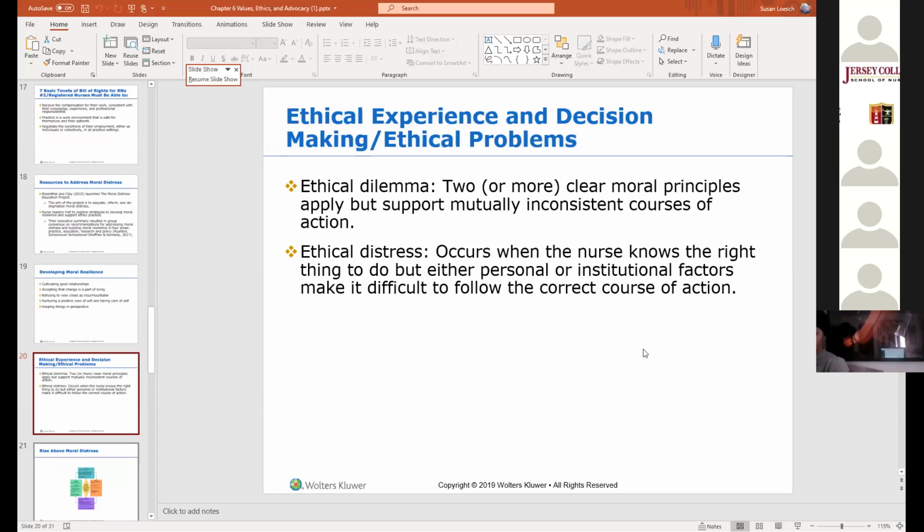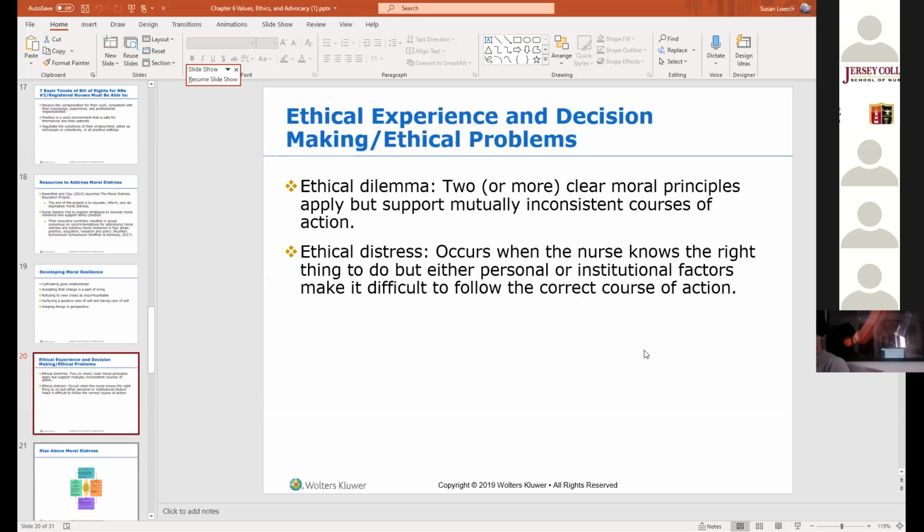Again, the ethical dilemma, this is where we have two or more clear moral principles that apply, but support mutually inconsistent courses of action. So we have two moral principles, and they're both good moral principles, but one says do one thing and one says do another, and you're not sure which one you should follow. Okay, that's ethical dilemma.